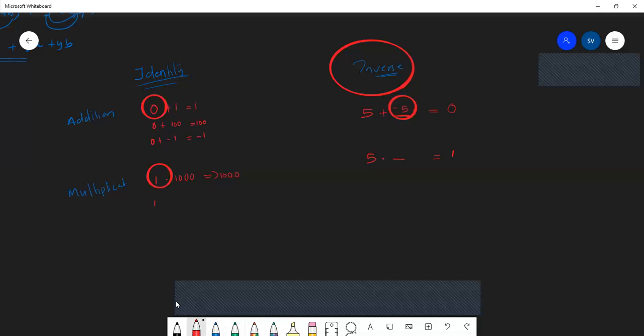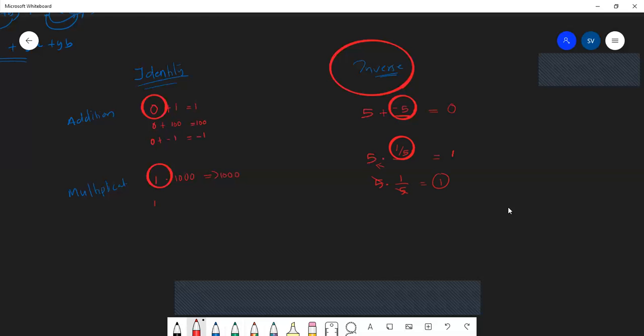Do you know what the reciprocal of 5 is? It is 1 over 5. So 5 times 1 over 5 is 1. So we can call this 1 over 5 the inverse of 5, because when I am multiplying 5 and 1 over 5, they get cancelled. So my answer is 1. So I can say that 1 over 5 is the multiplicative inverse of this number 5. So that explains the concept of inverse.